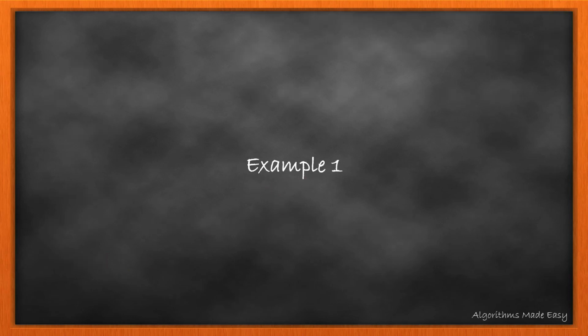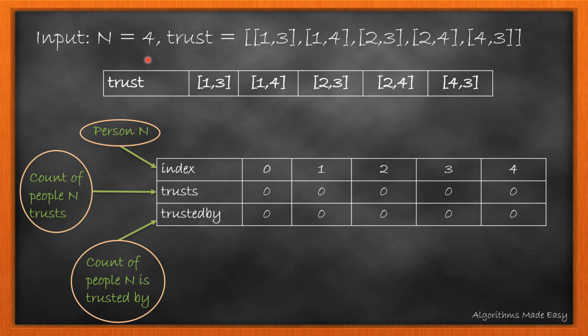For the first example, we have n as 4 and a trust array. We will initialize two arrays, trusts and trustedBy, of length n plus 1. The value trusts[i] will store the number of people i has trust in. The value trustedBy[i] will store the number of people who trust i. We will iterate through the input trust array and update the value in both these arrays.